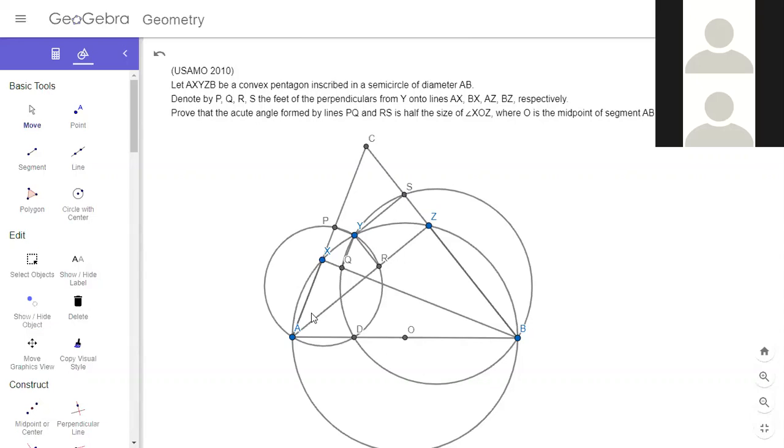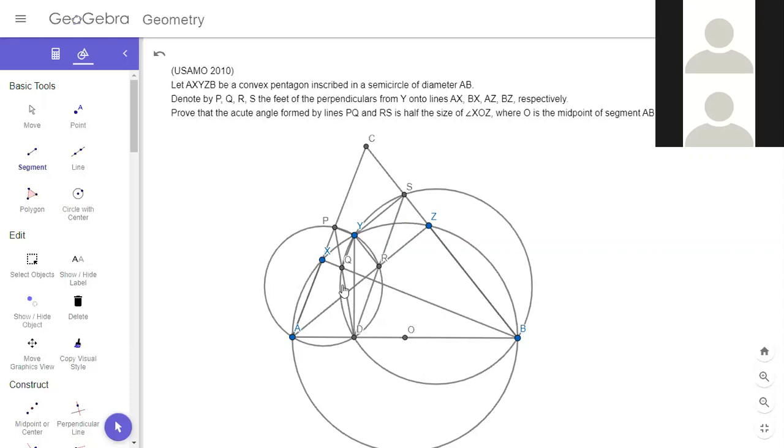Using Simpson line, we can prove P, Q, D are collinear. Okay, yeah, because those are the three altitudes. So the Simpson line says that P, Q, and D are collinear. And similarly, the Simpson line says R, S, and D are collinear.